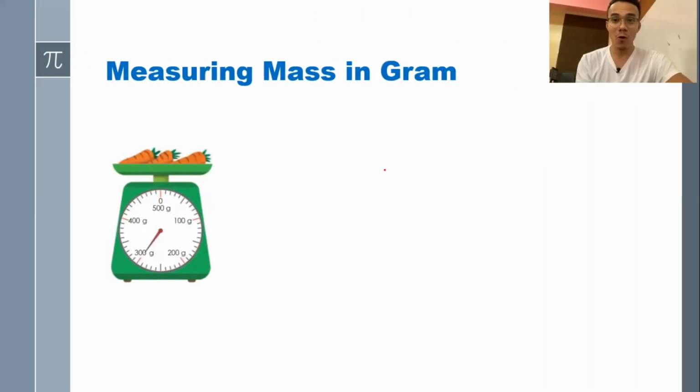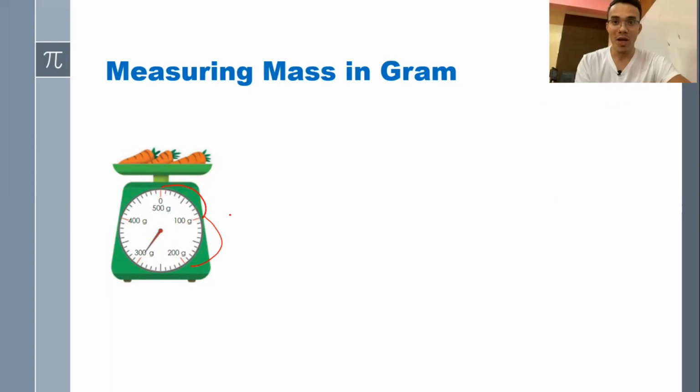Now, let's just focus on this weighing scale. Let's measure the mass of the carrots. Notice, grade 2, the markings of this weighing scale. We have red markings. We also have black markings. One red mark to the next red mark, like this, is 100 grams.